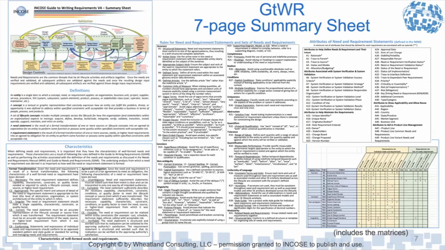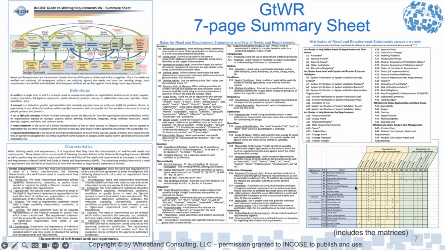We also have a guide to writing requirements 7-page summary sheet. You can see on the left the diagram shows that needs and requirements are a common thread that ties all the lifecycle activities together. There's definitions, and we go through the characteristics for individual needs and requirements, as well as characteristics for sets of needs and requirements. The rules are included in here, that set of attributes I talked about.